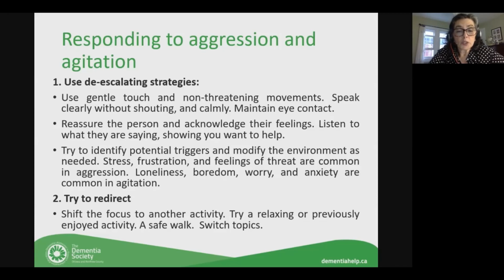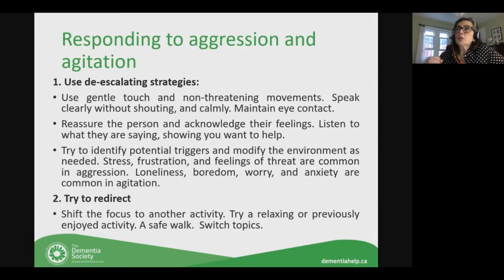One of the things that we don't want to do is to confront the person and negate their feelings. At that moment, that individual is agitated. At that moment, they are worried that their possessions are missing. So we want to use some reassurance. That's a de-escalating strategy. They are anxious and we want to be present with them in an empathic way that is understanding, that is acknowledging their emotion at that moment, using gentle touch, non-threatening movements, speaking slowly and calmly, should be reassuring, acknowledge their feelings, show them that you want to help.